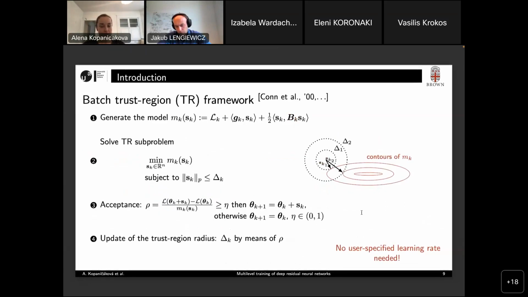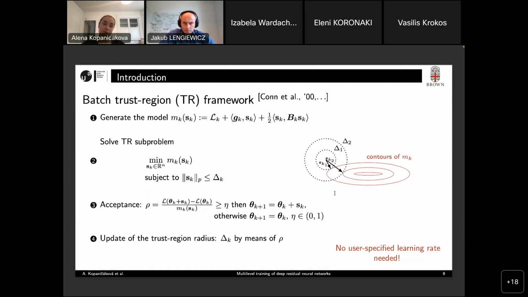So since the trust region method is slightly more involved, let me first introduce the standard batch or deterministic trust region framework, and then we will discuss how to adjust the trust region method to other settings. So in general, the trust region method was designed to solve non-convex minimization problems.